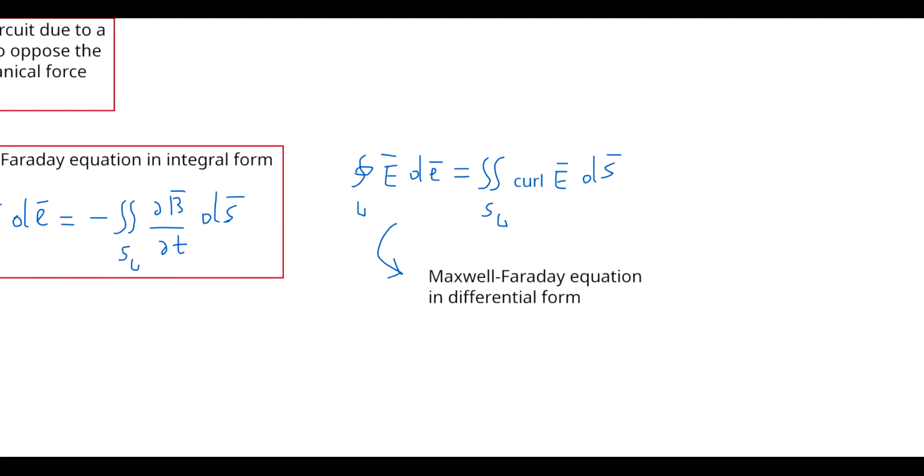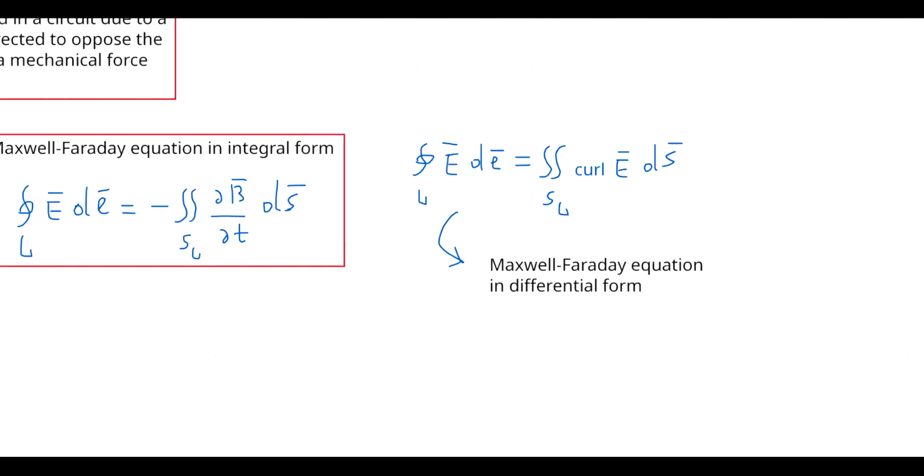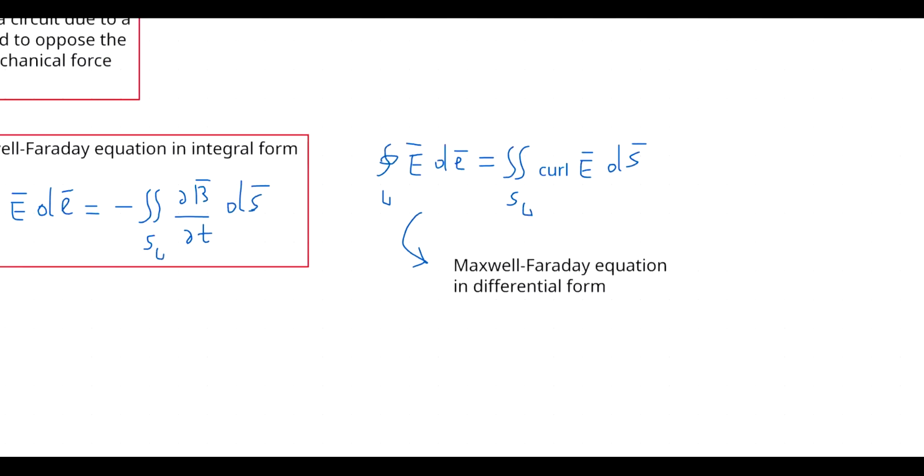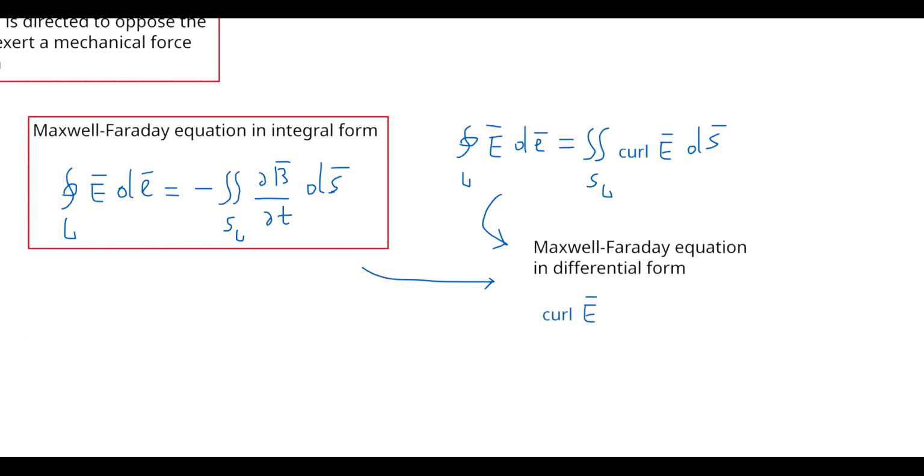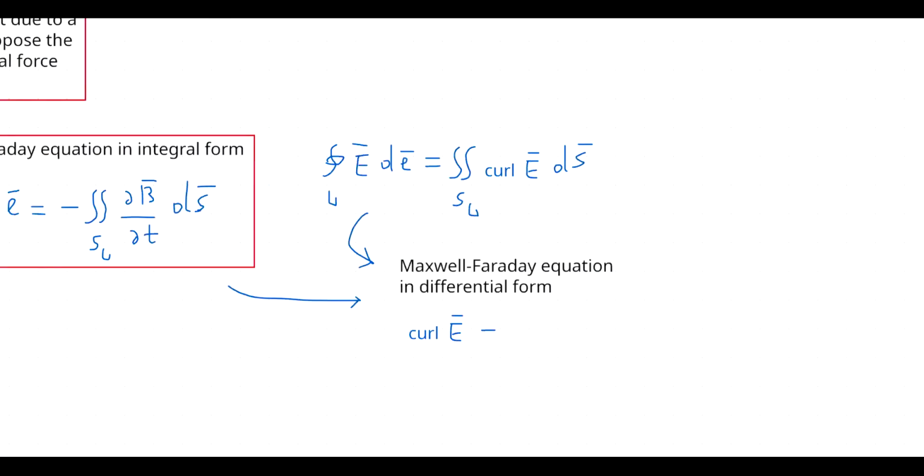Maxwell-Faraday's equation in differential form. So let's write this. It derives from here and from here: minus dB over dt.